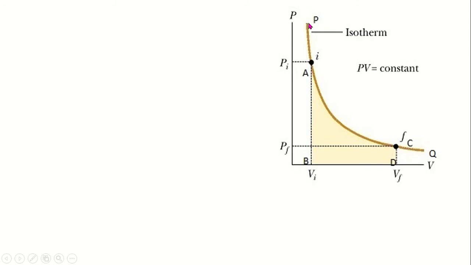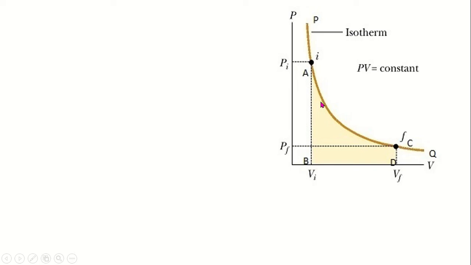So look here, pressure versus volume graph is shown here. From this graph you can understand pressure is inversely proportional to the volume. That means if pressure is increased, then volume will be decreased, and if pressure is decreased, then volume will be increased. That's why pressure and volume are inversely proportional to each other. And here this is the isothermal curve.